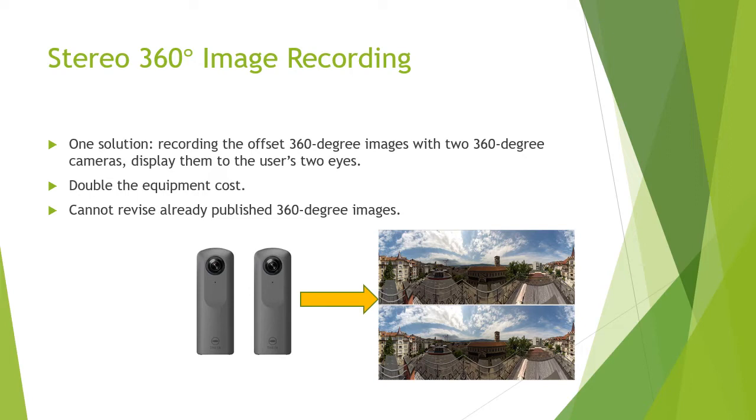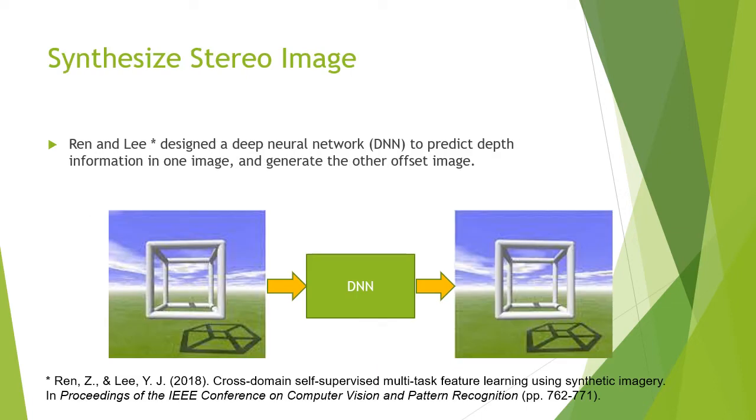And also, this solution does not truly solve the problem because all the existing 360-degree images are still monocular. So a great part of those experiences are still poor for the user. In order to enhance the user experience in the huge amount of the already published 360-degree images, another solution is proposed. This solution aims to convert the monocular images into stereo ones with the assistance of machine learning technologies.